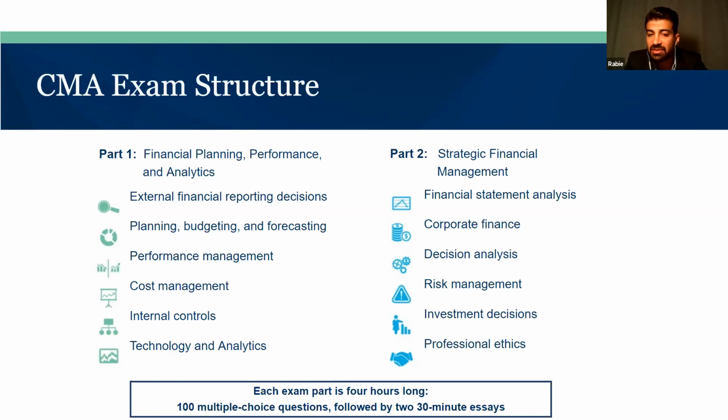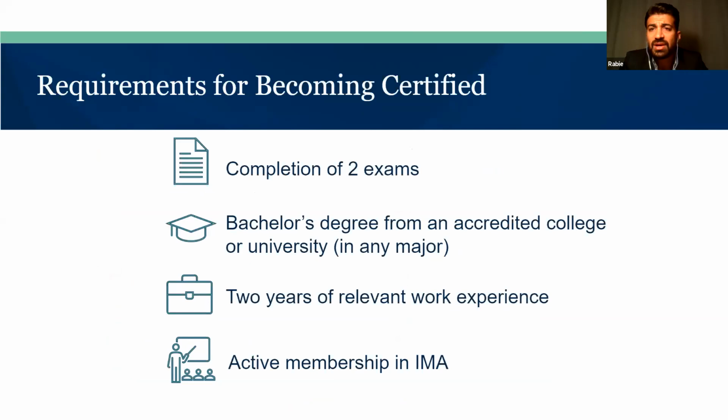The exam is 100 multiple choice questions and 2 essay questions. Each essay question is for 30 minutes. What are the requirements to be a CMA? You have to complete both exam parts. You have to clear them. You have to have a bachelor degree in any major, whether it is hospitality, accounting, or engineering, whatever it is, in any major. And you have to have 2 years of experience in accounting or finance. Also, you have to have an active membership.